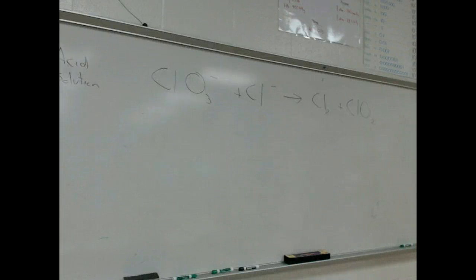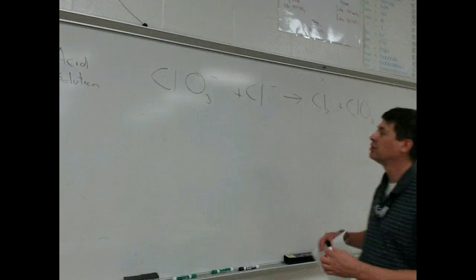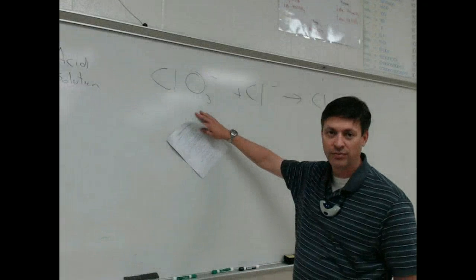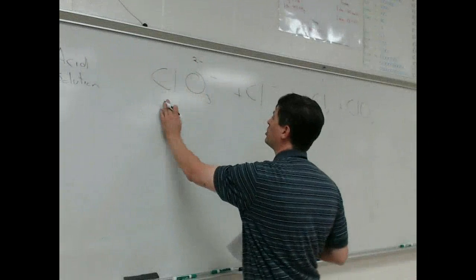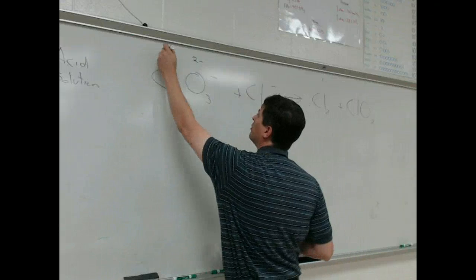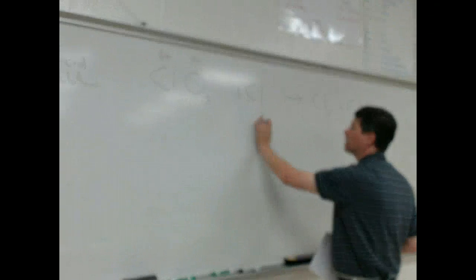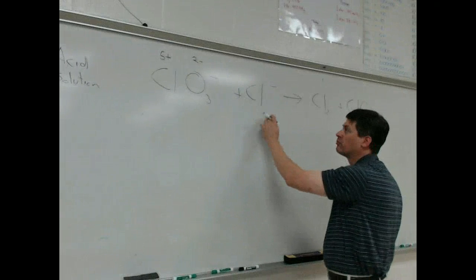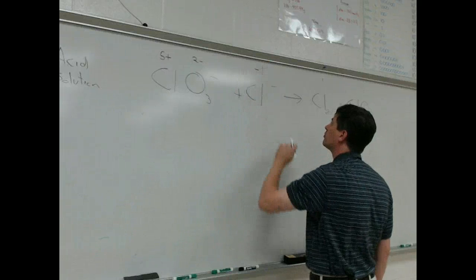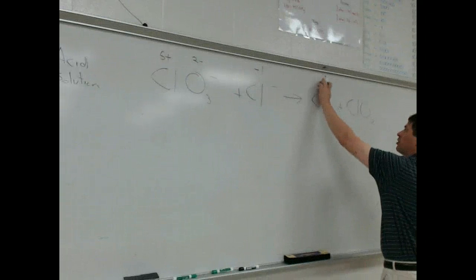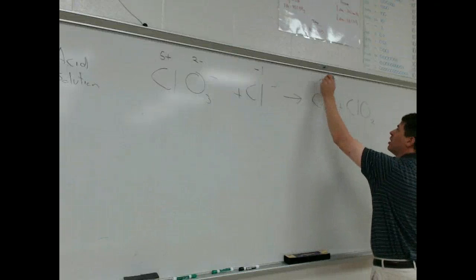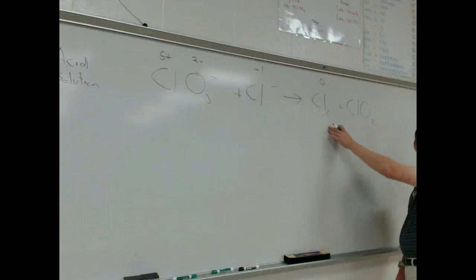Okay. In order to separate them into half reactions, we have to figure out the oxidation state of all the elements in the equation. What's the oxidation state of the oxygen? 2 minus. So what's my chlorine? 5 plus. What's my chlorine here? One minus. And what's my chlorine here? 0.